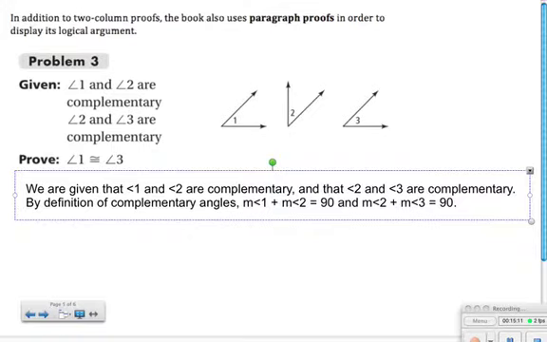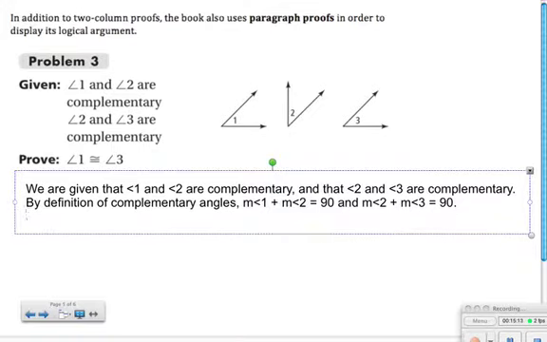That means the measure of angle 1 plus the measure of angle 2 equals the measure of angle 2 plus the measure of angle 3. Realize what I did there. I took those two equations and I condensed them down into one. What property am I using when I do that? When I take two equations and I condense them down into one? Yes, substitution.